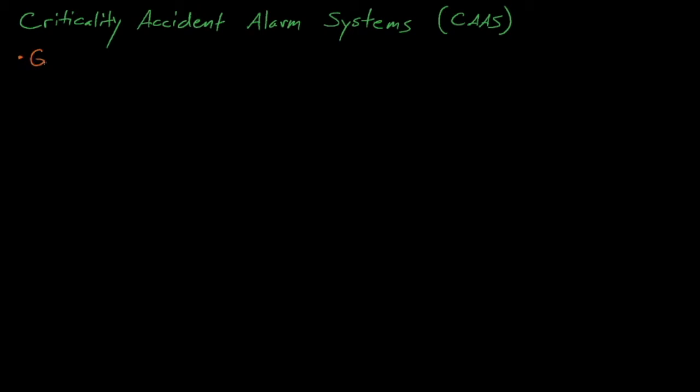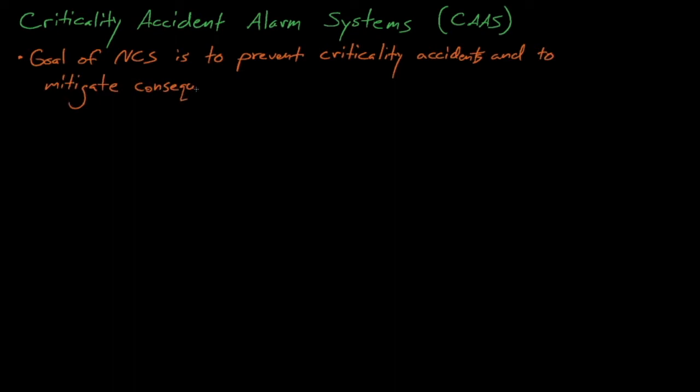The goal of criticality safety is to both prevent criticality accidents and to mitigate the consequences of any criticality accidents. Today we're going to discuss Criticality Accident Alarm Systems, or CAAS systems, which allow us to accomplish the second half of our goal of mitigating the consequences of criticality accidents. CAAS alarms mitigate the impact of accidents by detecting criticalities and prompting workers to evacuate.